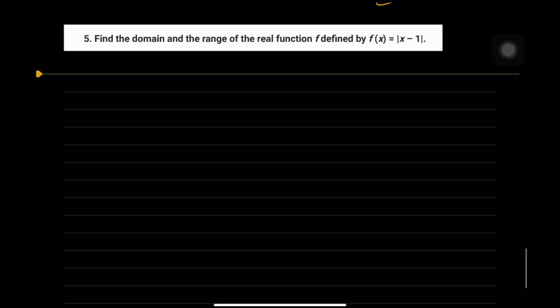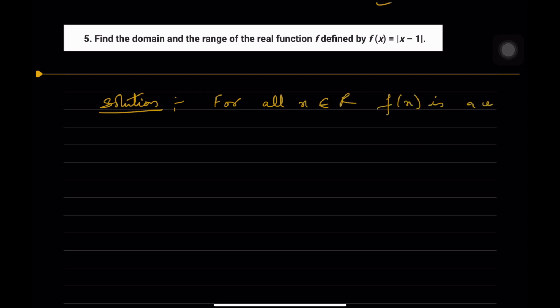Fifth problem. Find the domain and the range of the real function f defined by f(x) equal to mod of x − 1. So in the solution, over here we can see that for all x belonging to R, f(x) is a unique real number. So x can be any value, therefore the domain of f is R, that is any real value.